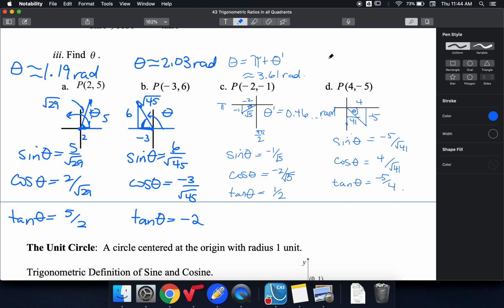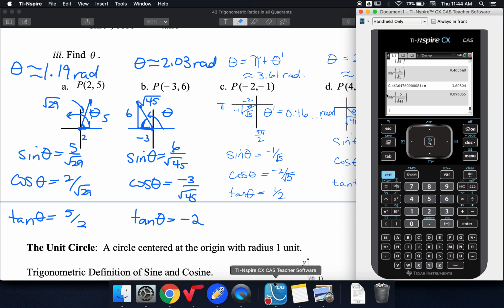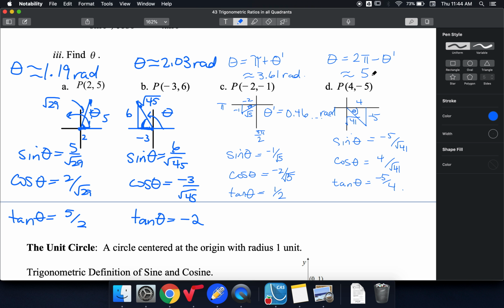To get my actual theta, I'm going to do 2 pi, so I'm going to go a full circle and subtract the reference angle. So that's going to give me approximately, so 2 pi minus the answer, 5.39 radians.